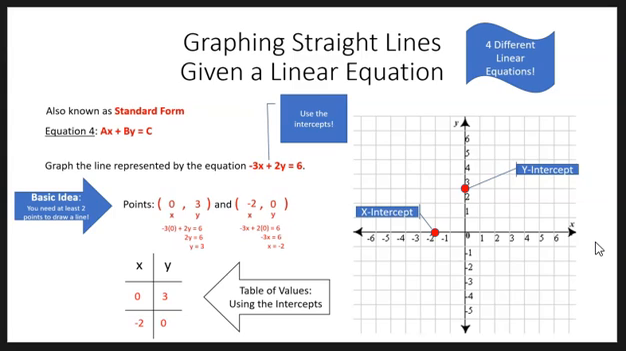And the moment you have 2 points, you can connect them with a straight line. And look, this line is also a slanted line. So equation number 3, y equals mx plus b, slope-intercept form, and equation number 4, ax plus by equals c, standard form, they both make a slanted line.